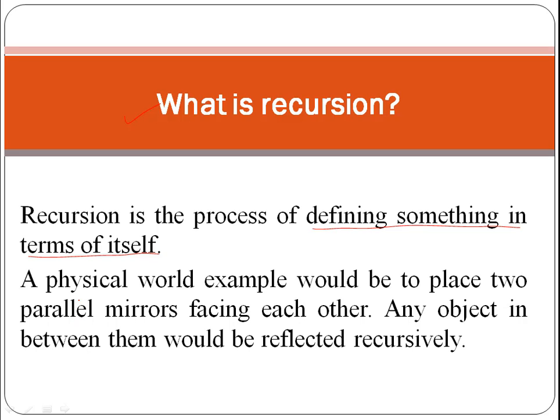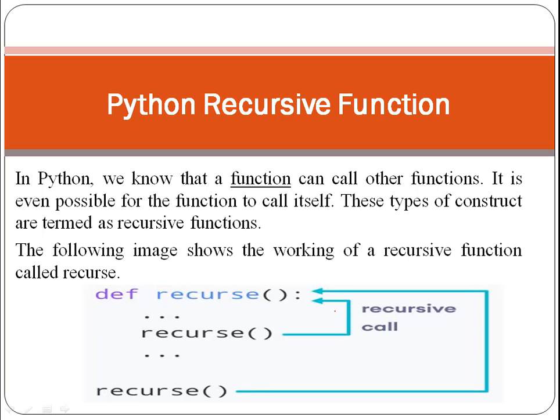A physical world example we take. A physical world example would be to place two parallel mirrors facing each other. Any object in between them would be reflected recursively. So let's come to Python now.